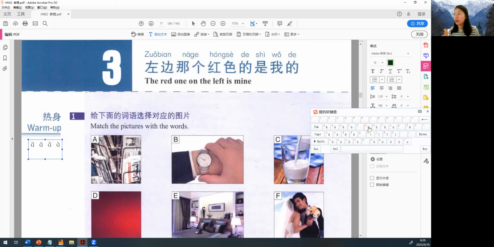And then we practice o, o, o. Then we practice uh, uh, uh. And then will be e, e, e. And it's oo, oo, oo, oo. And then the last one is ü, ü, ü.